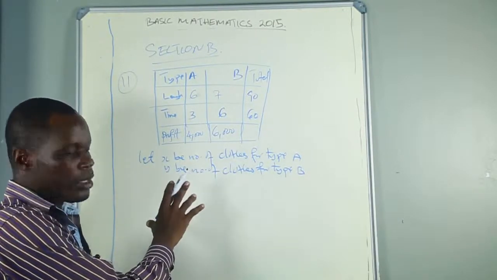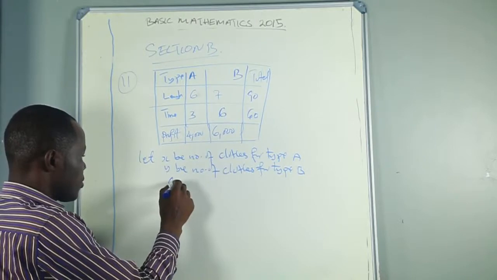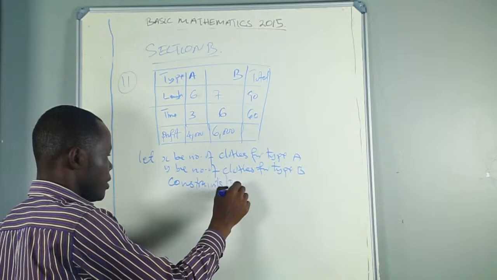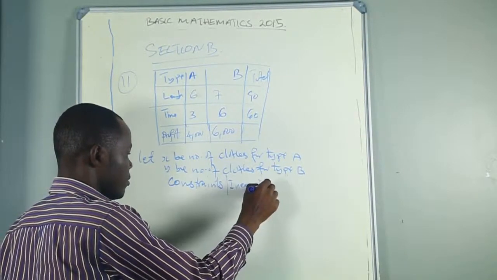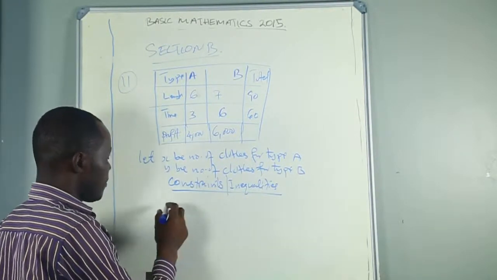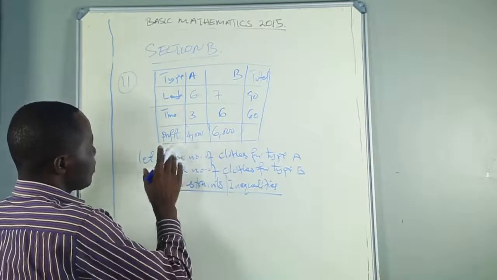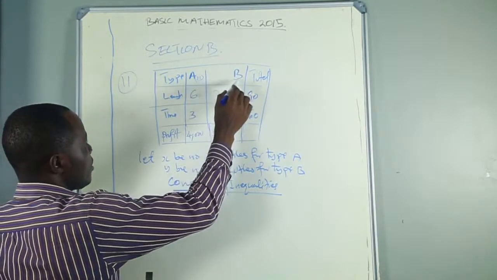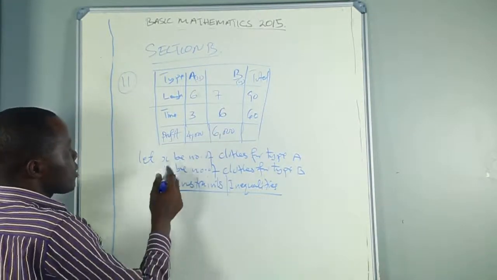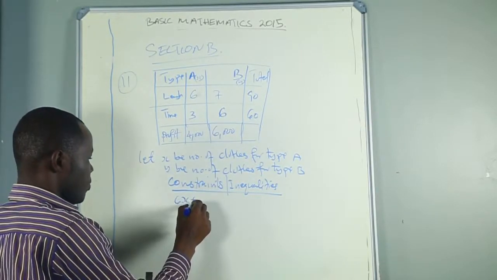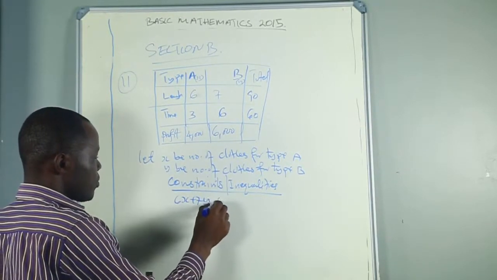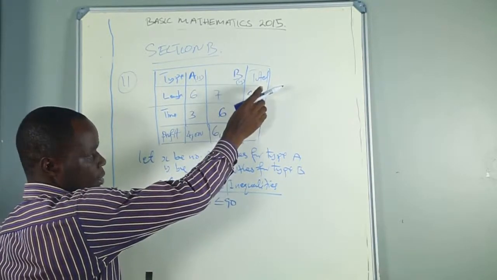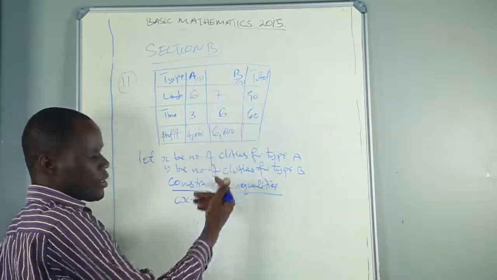Number 2, we form constraints, or inequalities, from the given information. First inequality: A is X and B is Y, so you have 6X plus 7Y is less than or equal to 90. We cannot use more than 90. The length is 90, so we can use either less than 90 or exactly 90.